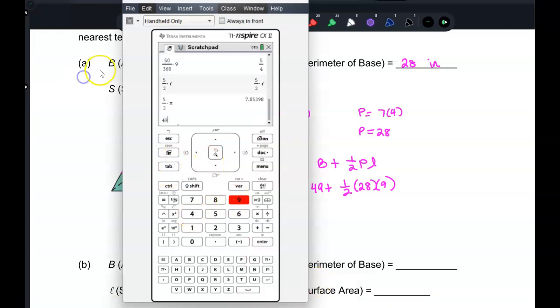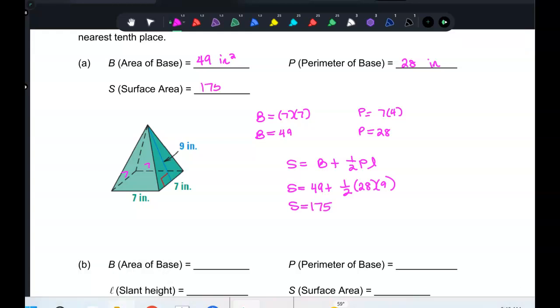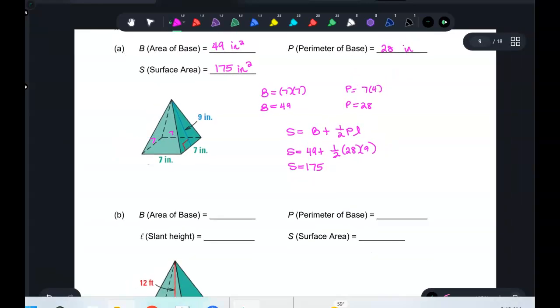Okay, so 49 plus 1/2 times 28 times 9. 170. Wait, what was it? 175? Are we okay? I just plugged it all in at once.